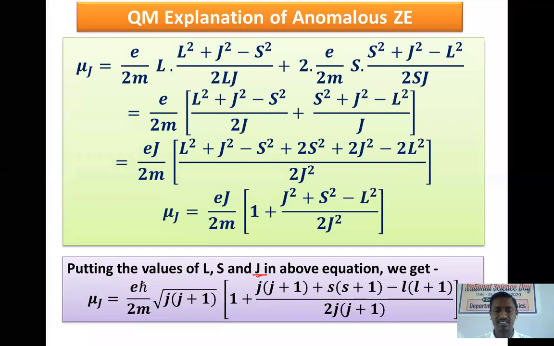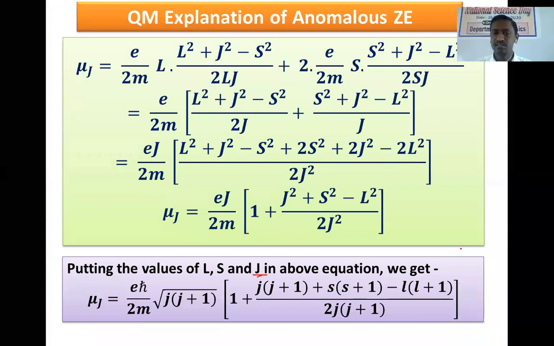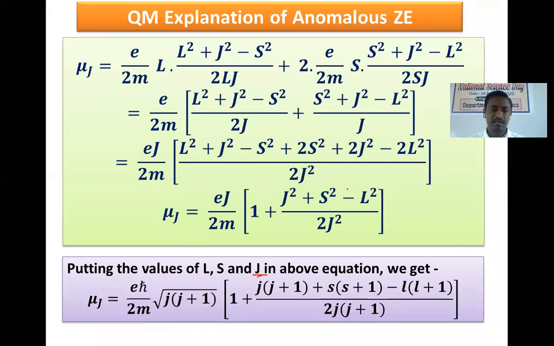Now put the values of capital L, that is orbital angular momentum, spin angular momentum, and total angular momentum capital J in the above equation. Therefore we can write e upon twice m as it is, and in place of capital J write under root of small j into j plus 1 into h cross. The equation will be e h cross upon twice m under root of j into j plus 1 in bracket 1 as it is. In place of j square we have written here square, and the square root cancels, therefore the term will be j in bracket j plus 1 into h cross square.